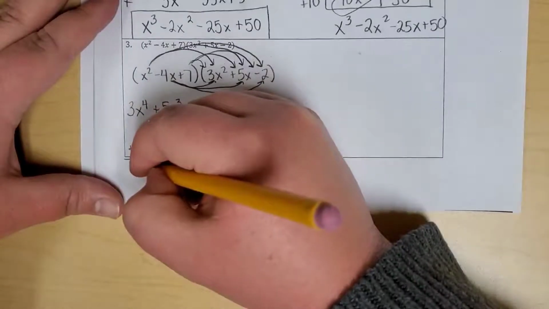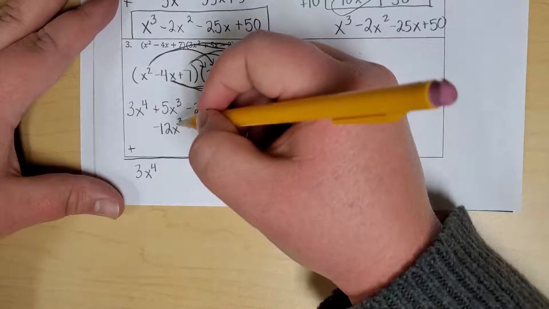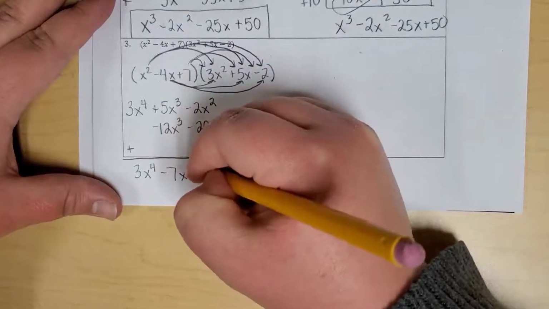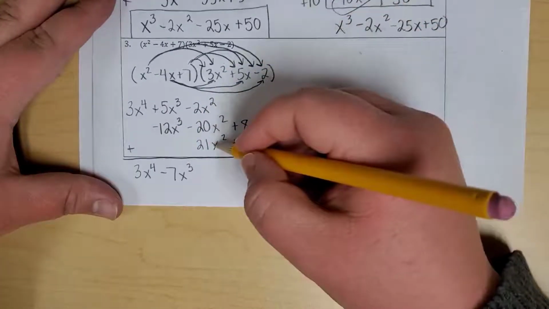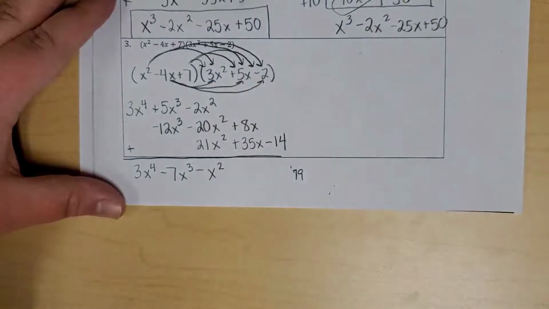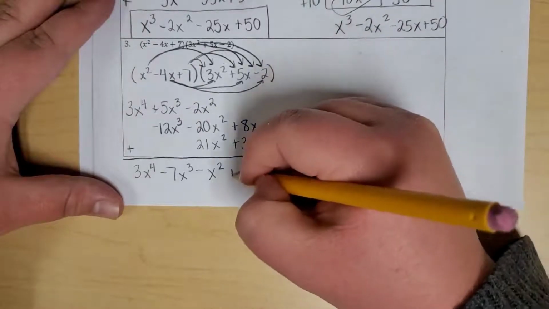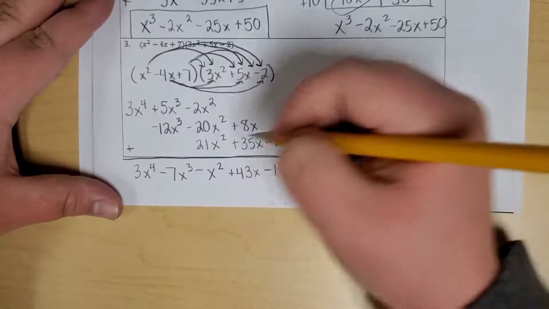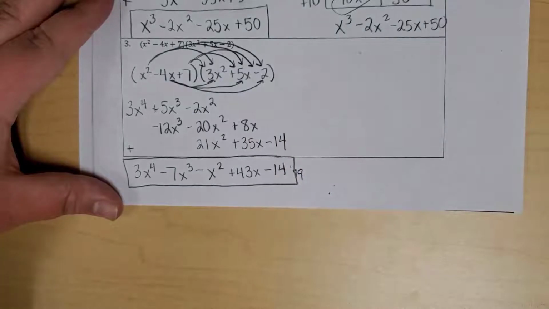3x to the 4th plus nothing is 3x to the 4th. 5x cubed plus negative 12x cubed is negative 7x cubed. Negative 2x squared minus 20x squared plus 21x squared is a negative x squared, or negative 1x squared. Both are correct. 8x plus 35x is 43x, and then nothing plus negative 14 is just negative 14. So this long polynomial here is my final answer.